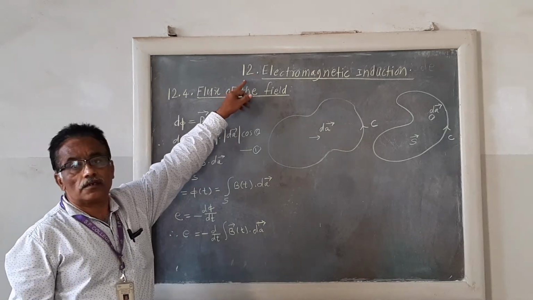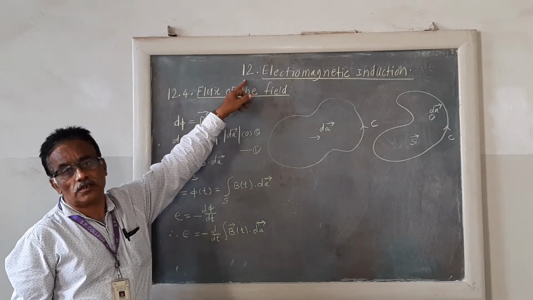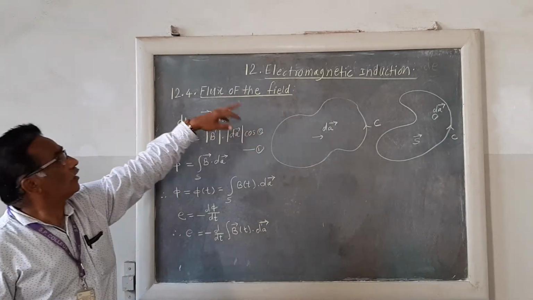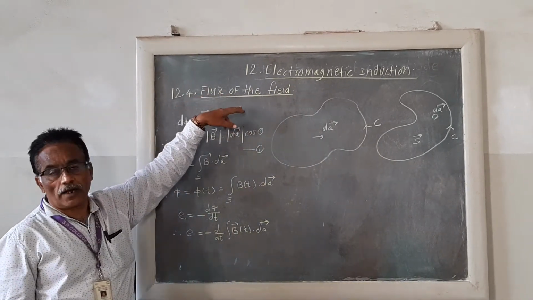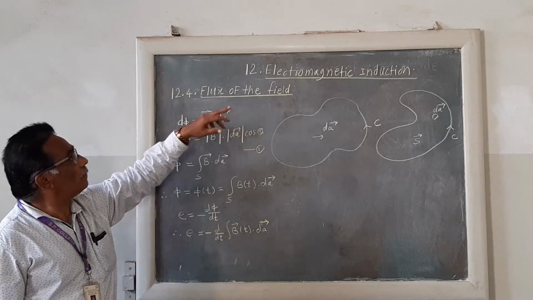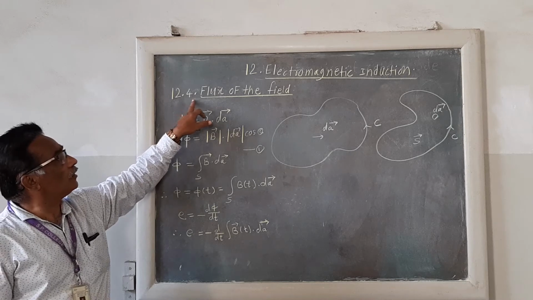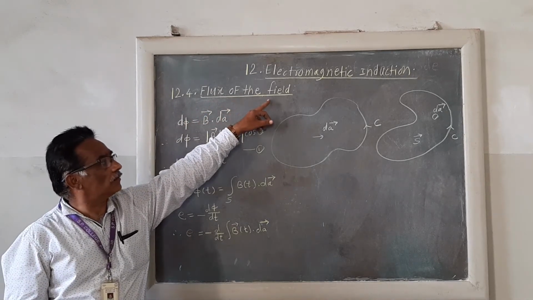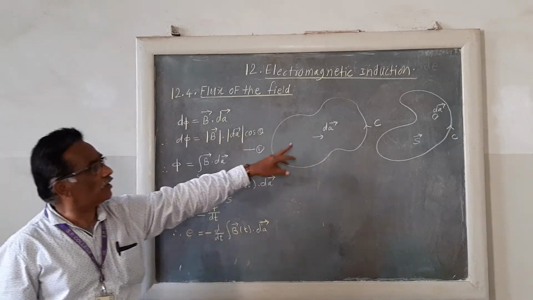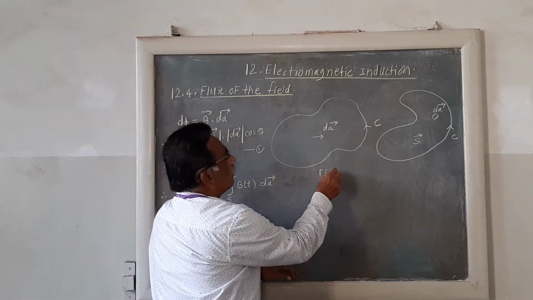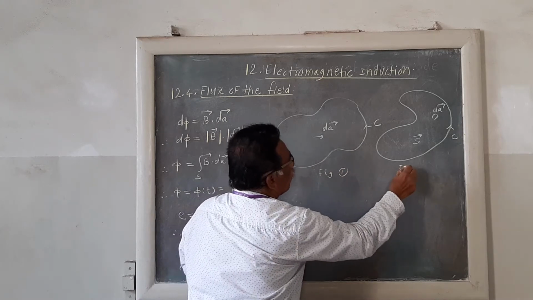Today we are considering the chapter from physics, that is electromagnetic induction. In this chapter, Faraday's laws we have already studied. Today we are considering article number 12.4, the flux of the field. For that, two diagrams I have drawn on the board. This is figure number 1 and this is figure number 2.